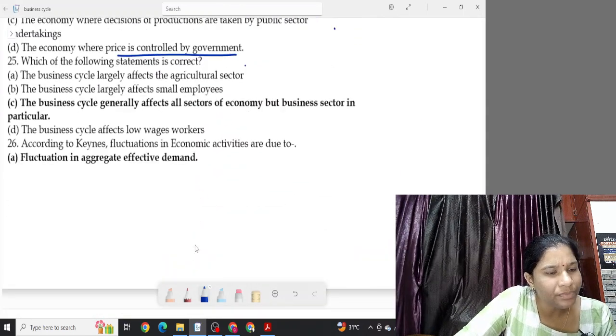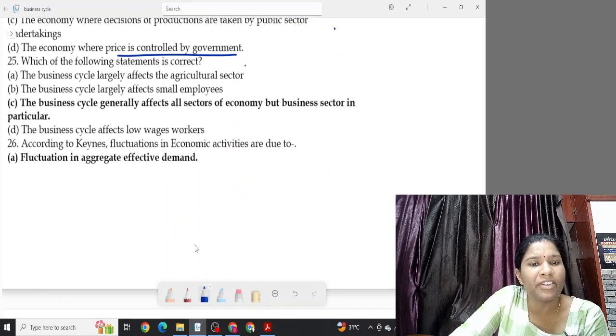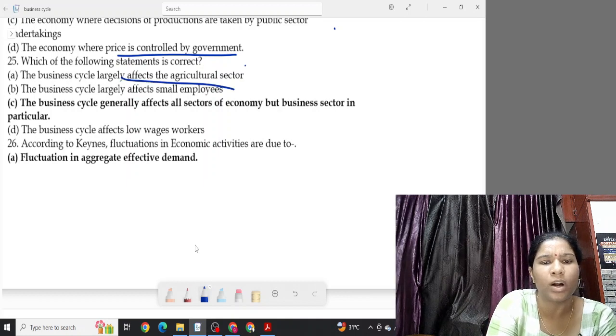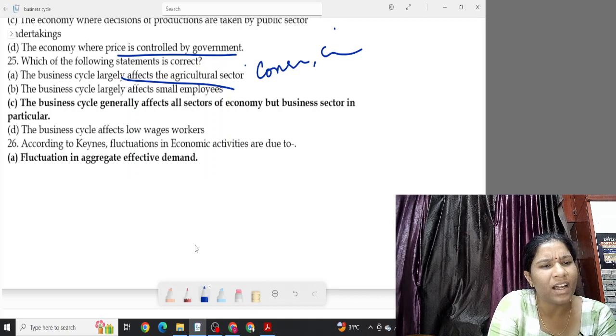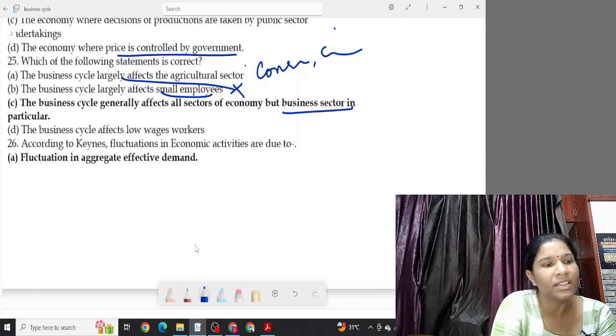Then next one, 25th question. Which of the following statements is correct? The business cycle largely affects the agriculture sector. It actually affects what? Consumer durables, the capital sector. The business cycle largely affects the small employees. The business cycle affects all sectors of the economy, but the business sector in particular.